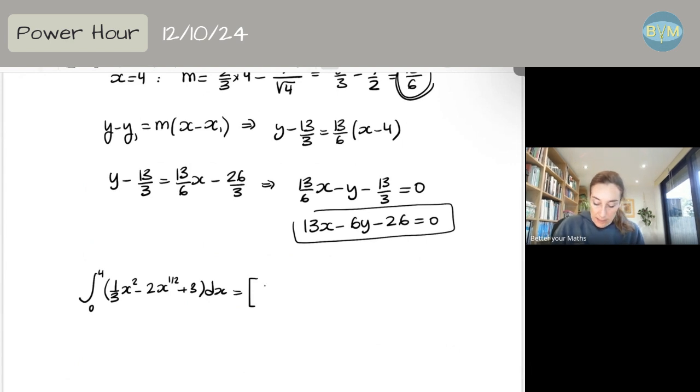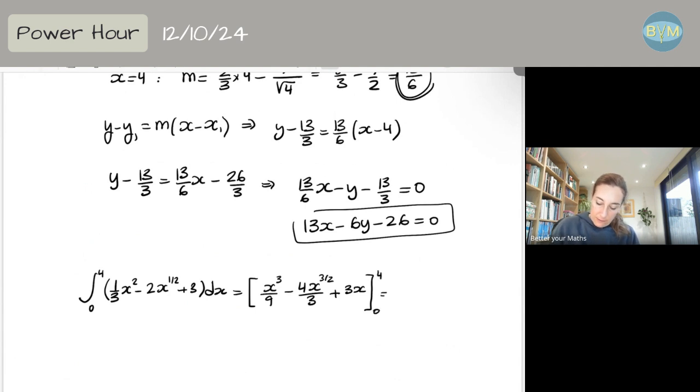So it is x to the power of 3 divided by 3. I'm going to multiply already by the 3, so I have x cubed over 9. Then minus 2 times x to the power of 3/2, which is 3/2 more, so minus 4x^(3/2) over 3. I'm just simplifying the coefficients. Plus 3x. And this is between 0 and 4.